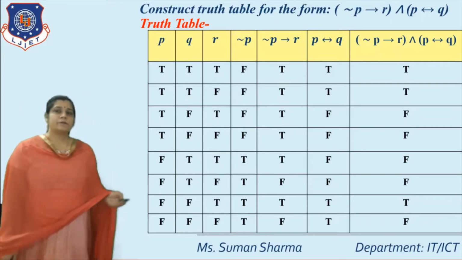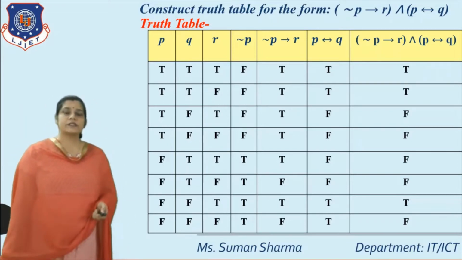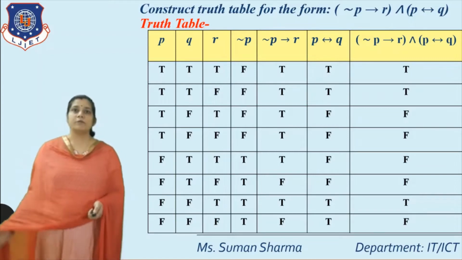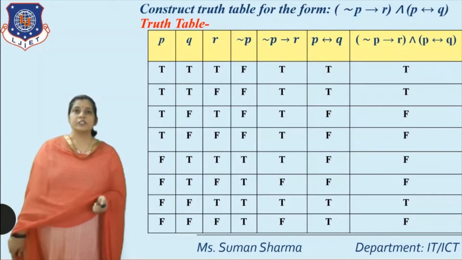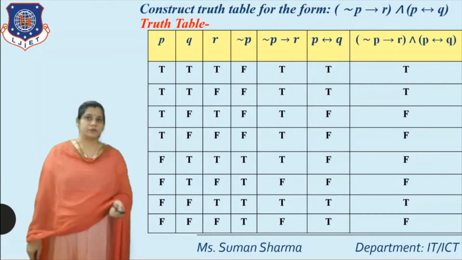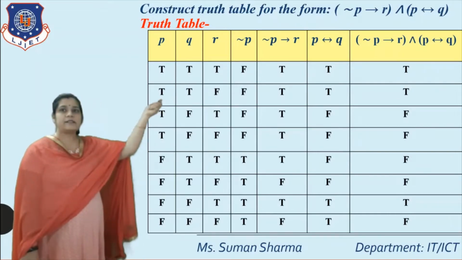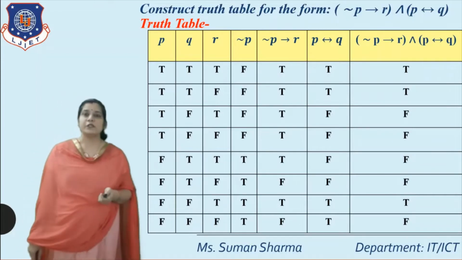Okay, so here we have one example. Construct the truth table for the form negation P implies R, conjunction P biconditional Q. That means here we write the truth table with P, Q and R.